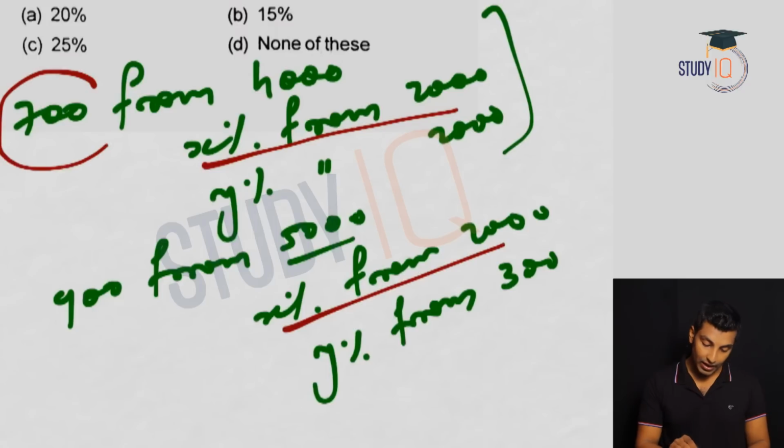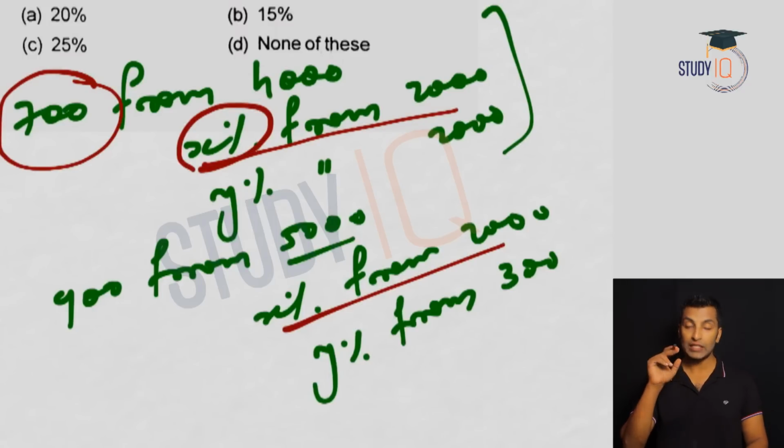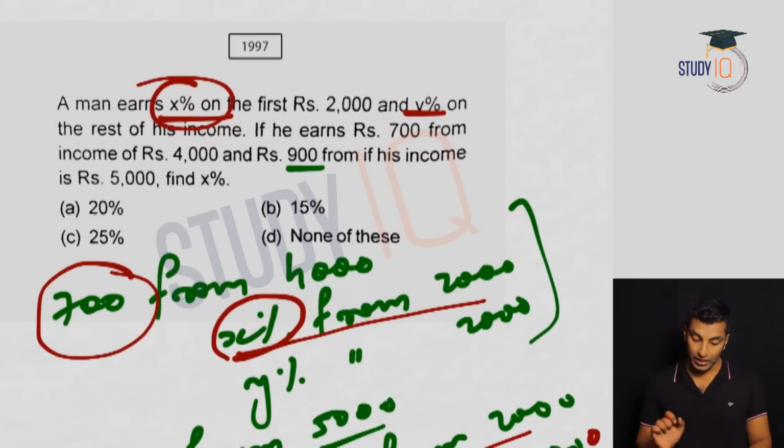See, he is getting 700. What is the 700? X percent of 2000 plus Y percent of 2000 equal to 700. Another one, what is this 900? X percent of 2000 and Y percent of 3000 is your 900. So based on this information, you can make equations in two variables X and Y. When you get two equations, you know how to solve it, right? You can use the elimination method, the substitution method, or the cross multiplication method. All these things we have discussed in the previous video.